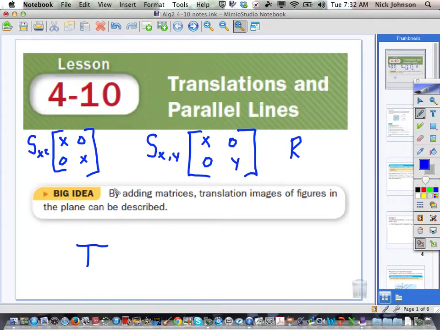But in a translation, you're going to move your x-coordinate so many units to the left or right, and move it so many units up or down. Okay? And we're going to take a look at that in our next example here.